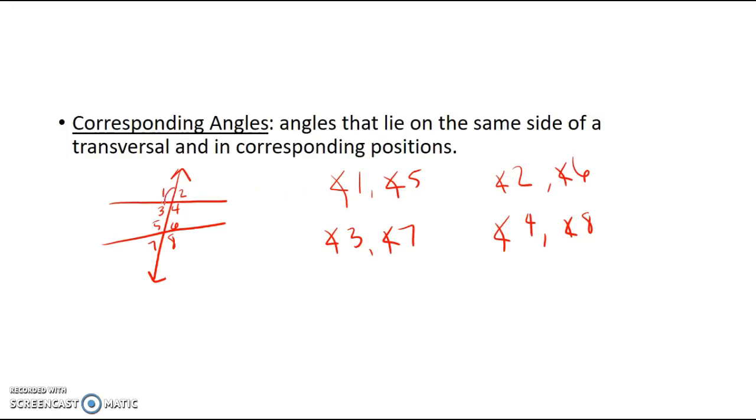So here's that first one that we pointed out, angle 1 and angle 5. Notice, again, same side of the transversal. They're located in the same position with respect to the transversal and their own line. So that's a corresponding angle.